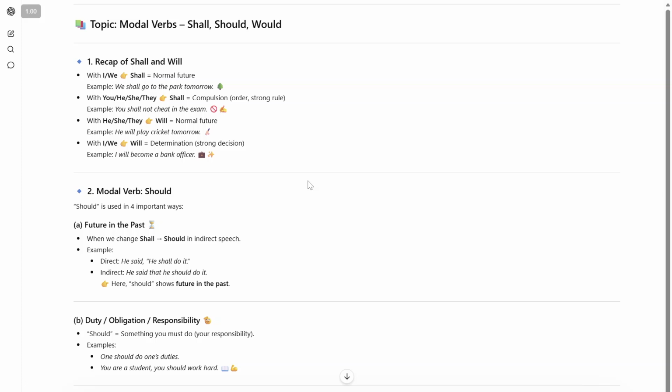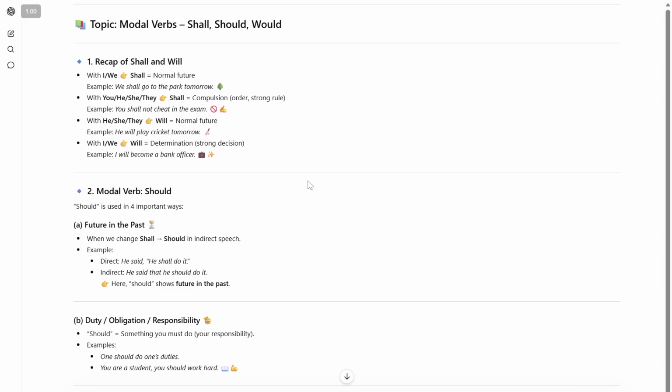Number 2, modal verb should is used in 4 important ways. A, future in the past, when we change shall to should in indirect speech. Example, direct: He said, he shall do it. Indirect: He said that he should do it. Here, should shows future in the past. B, duty, obligation, responsibility. Should equals something you must do, your responsibility. Examples: One should do one's duties. You are a student, you should work hard. C, advice, suggestion. We use should to give advice. Examples: You should ask him about it. You should prepare well for the SBI exam.